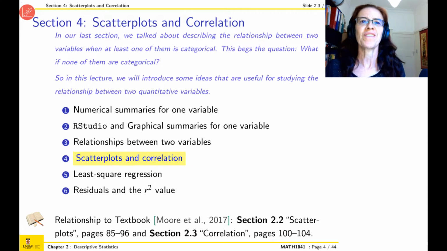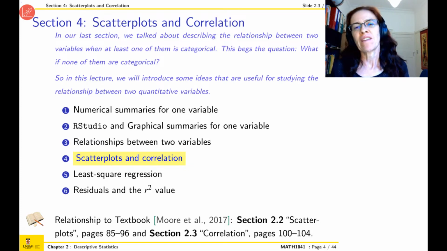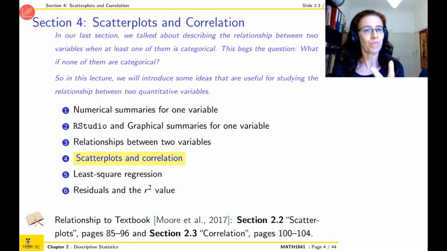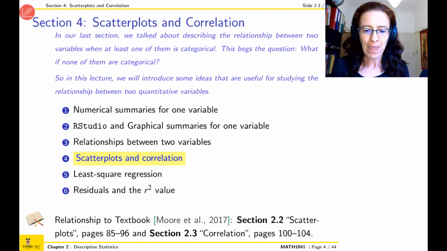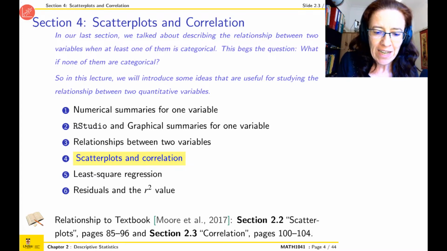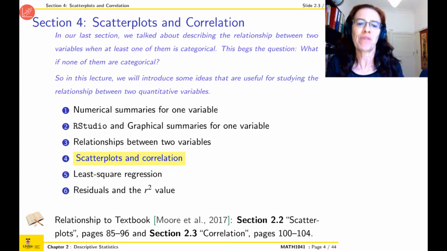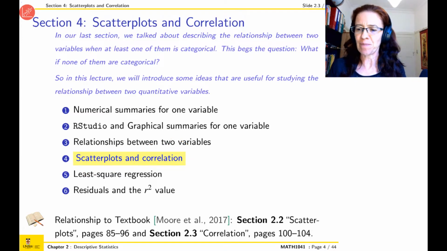In the previous section, we discussed numerical and graphical summaries when one of the variables is categorical, and the other could be either categorical or quantitative. So of course, this begs the question: what about having two quantitative variables? How do you describe them with numbers, and how do you describe them with graphs? That's what we're going to be doing now. We're going to be talking about scatterplots, which is the graphical summary, and correlation.